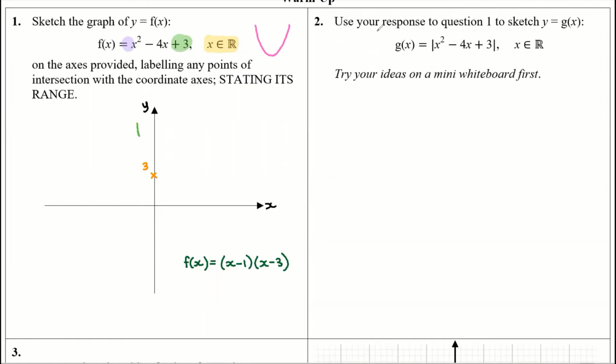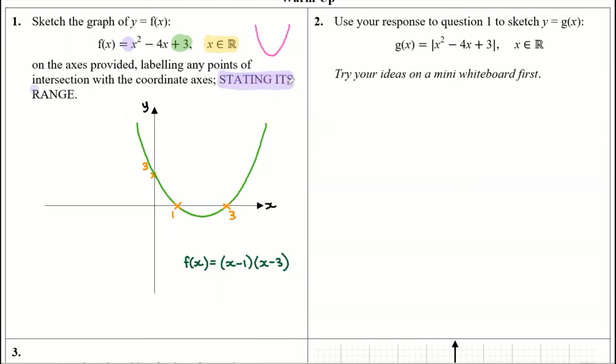So it's going to be coming down this way, and it will go through the x-axis at two positions. So the first one here, where x is equal to 1, and also here, where x is equal to 3. So that gets us the shape. Now, we're not quite done yet, because in capital letters, I've asked you to state its range.